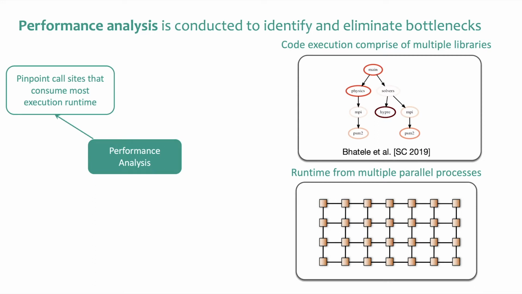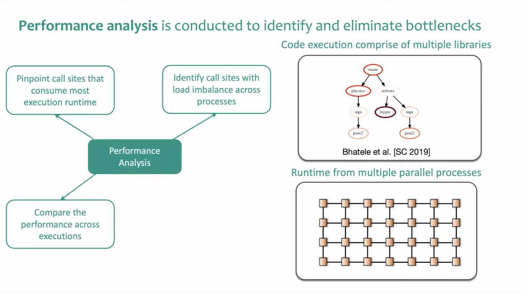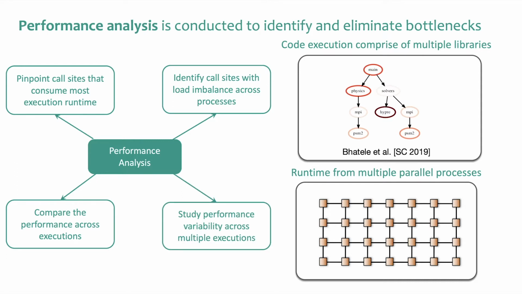To detect performance issues, it is crucial to pinpoint call sites that consume most execution runtime. To ensure consistent workload distribution across processes, we need to identify call sites with high load imbalance. To determine which optimization is better, we would need to compare the performance across executions. Finally, to understand the effects of various optimization techniques, we need to study the performance variability across multiple executions.